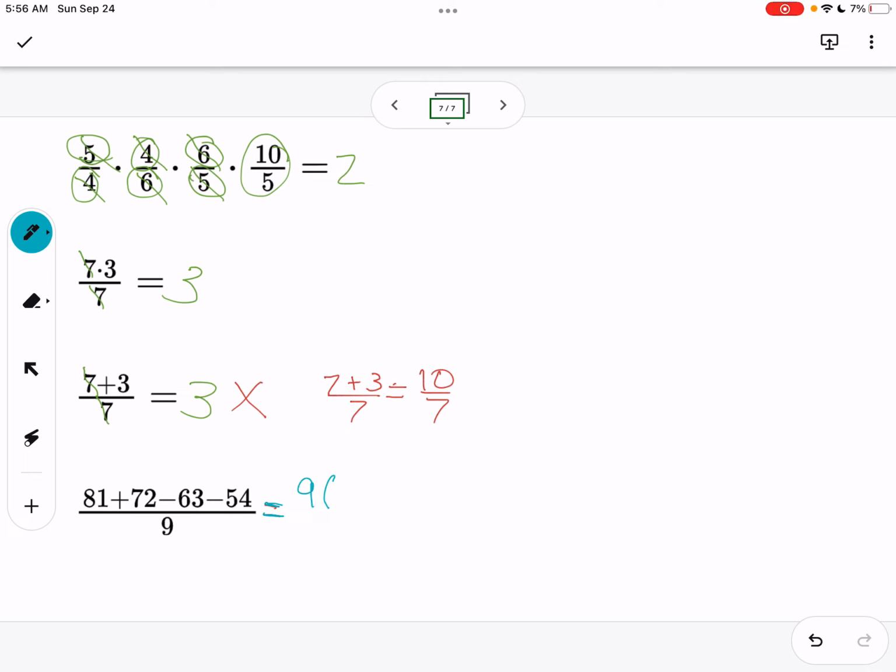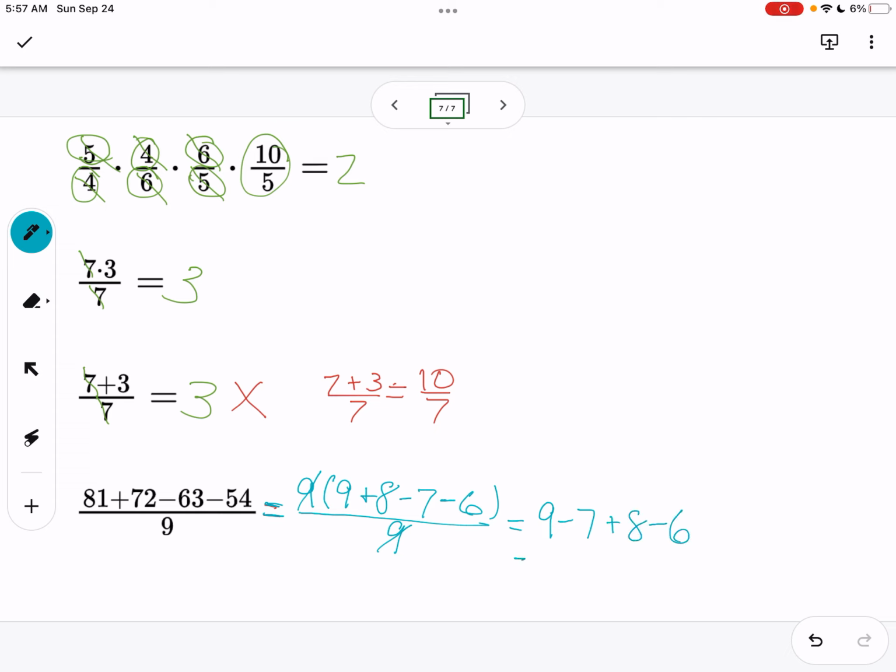So if I factor a 9 out of 81, we're left with 9. If we factor a 9 out of 72, we're left with 8. If we factor a 9 out of 63, we're left with 7. And if we factor a 9 out of 54, we're left with 6. So all of this divided by 9, well, now we can cancel out the 9s. We're left with, well, I don't want to necessarily have to add 9 and 8 and then subtract 7 and 6. I can rewrite this as 9 minus 7 plus 8 minus 6.